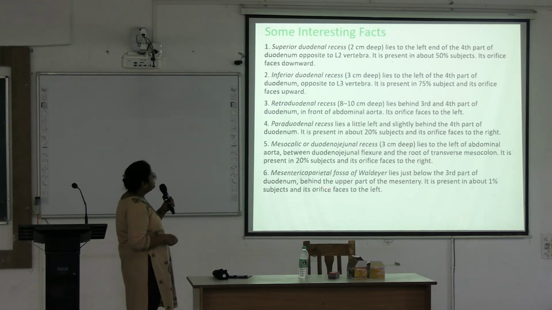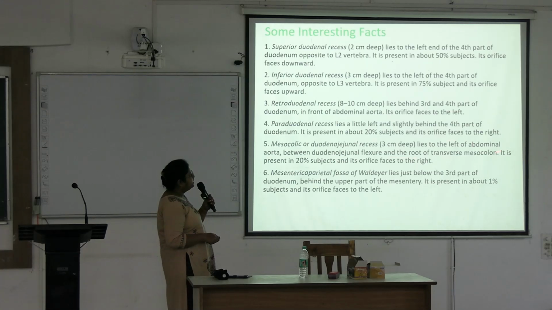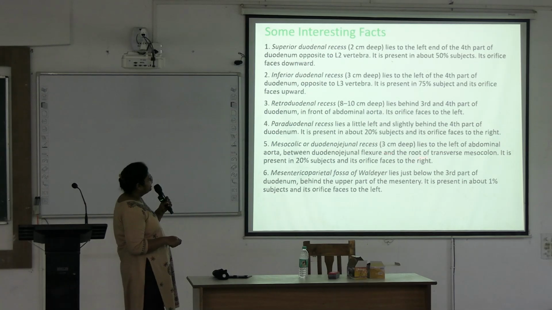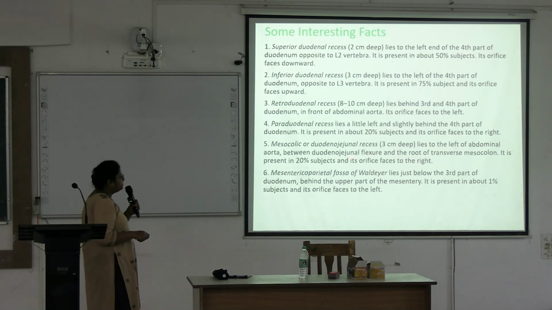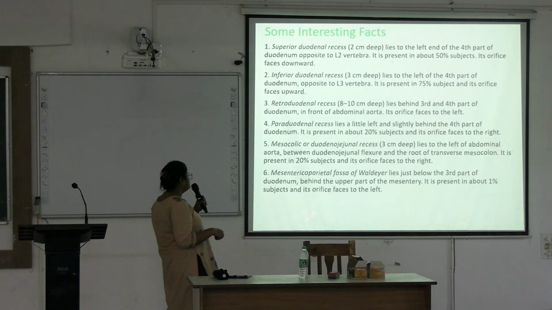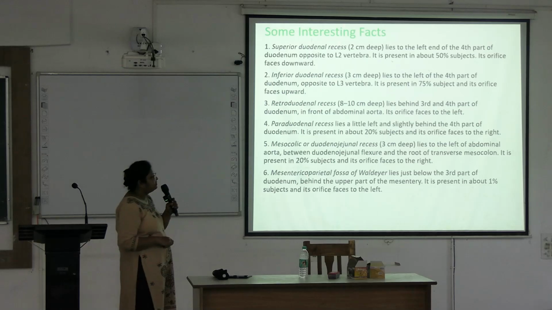Next is mesocolic or duodenojejunal recess, that is about 3 centimeter deep, lies to the left of abdominal aorta between the duodenojejunal flexure and the root of transverse mesocolon. It is present in about 20% of subjects and orifice faces towards the right side. And mesenterico-parietal fossa of Waldeyer lies just below the third part of duodenum and behind the upper part of the mesentery, and it is present in about 1% of subjects and its orifice faces to the left. So these are the different duodenal recesses.